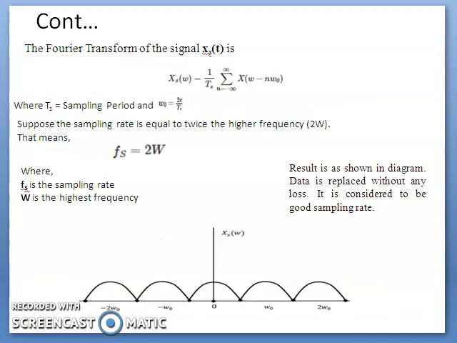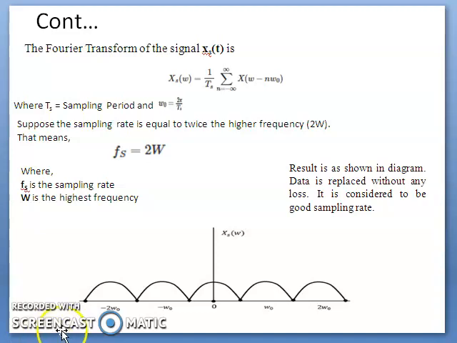Now see, the Fourier transform of the signal xs(t) is 1 by Ts, summation n from minus infinity to infinity, X(ω minus nω0), where Ts is the sampling period and ω0 is equal to 2π upon Ts. Now suppose the sampling rate is equal to twice the highest frequency, 2W. In the previous case we saw that the sampling frequency is greater than twice the peak frequency. Now in this case the sampling frequency is equal to twice the highest frequency.